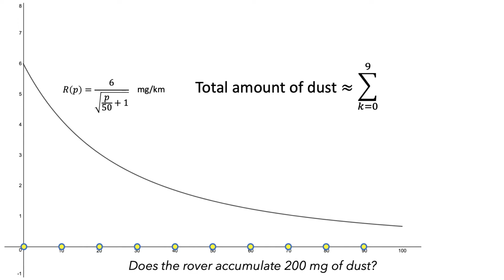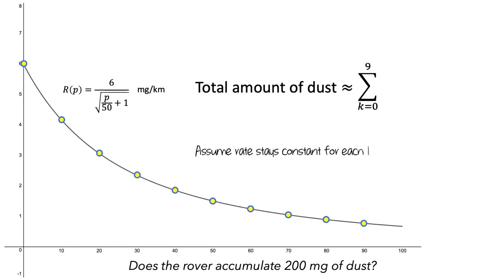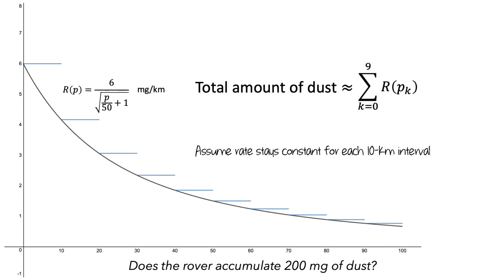Then we need to find the rate of dust accumulation. We can take these rates from the start of each interval. And then what we do is assume that the rate stays constant for each 10-kilometer interval, which will make our graph look like this. And then we know we're using the rate of accumulation at the start of each interval. Then to find the amount of dust that accumulates in each interval, we multiply the rate of accumulation for each interval by the amount of change in position for each interval, which makes our graph look like this.